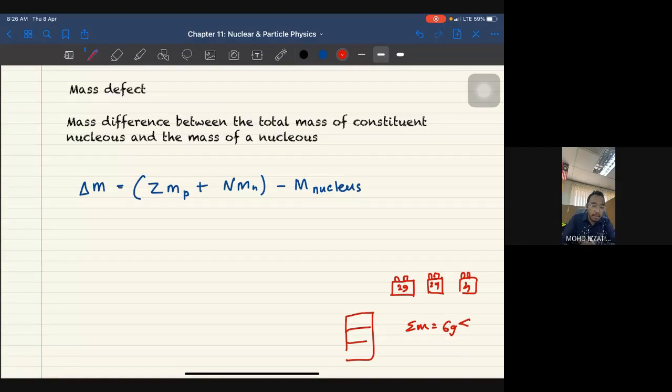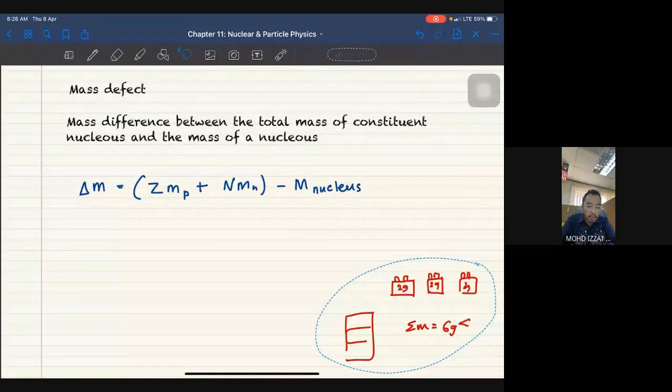So ini dalam bahasa yang senang nak difahami lah. So should be 6, but there's a loss of mass. Tapi loss of mass tu bukan yang hilang lah. Dia actually tukar jadi energy.